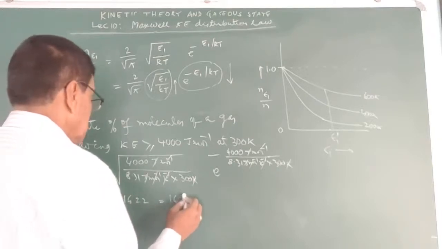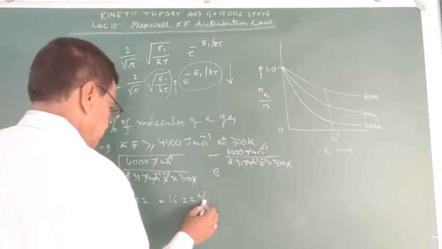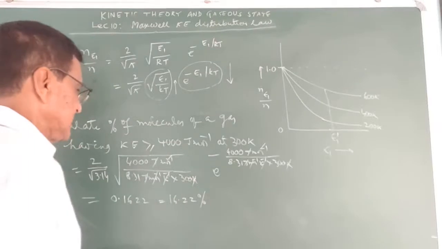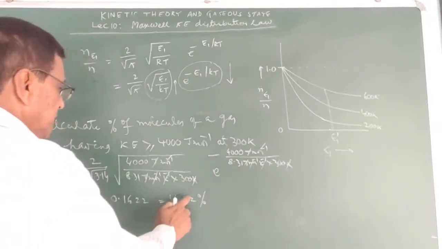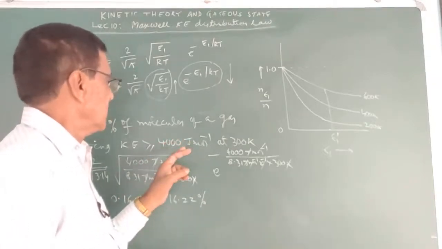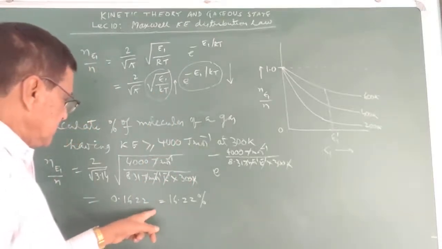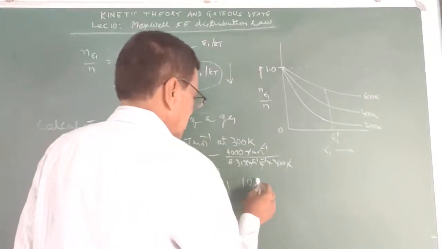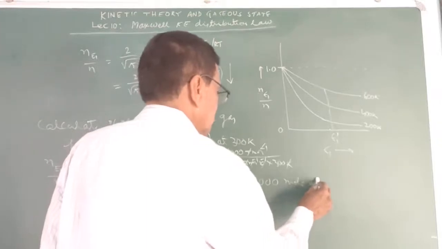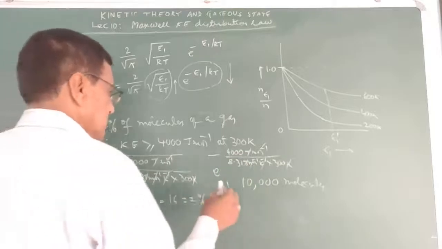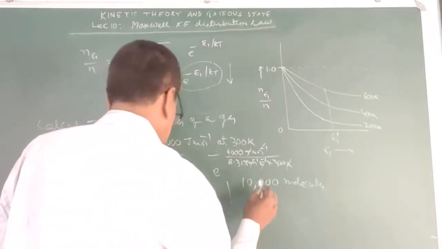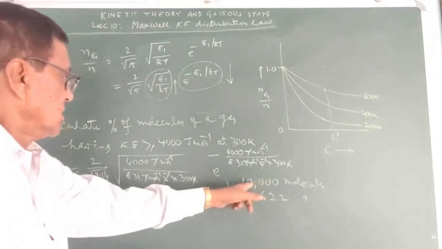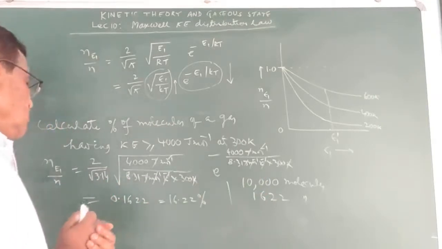Or 16.22%. It means if you have 10,000 molecules, then only 1622 molecules will have the kinetic energy greater than or equal to 4000 joule mole inverse. If you consider the 10,000 molecules, then out of these 10,000 molecules, 1622 molecules will have this sort of energy. So this is the case.